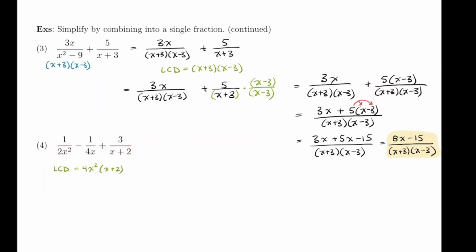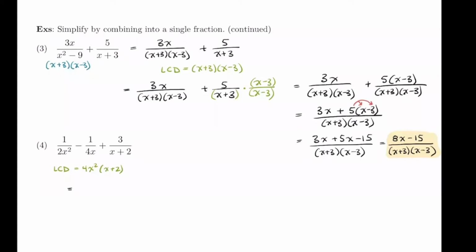Now here is another example where the LCD is not the product of all of the individual denominators. If we were to multiply the 2x squared and the 4x and the x plus 2 together, we would end up with 8x cubed. And that's kind of overkill for our LCD. So again, if you think a little smartly first, it can help you save some time when you won't need to simplify later. Now that we've found our LCD, we need to think about how we will get the LCD in each of our 3 fractions.